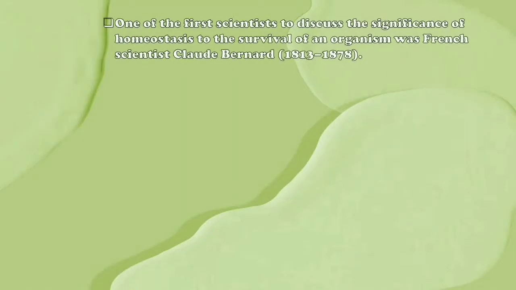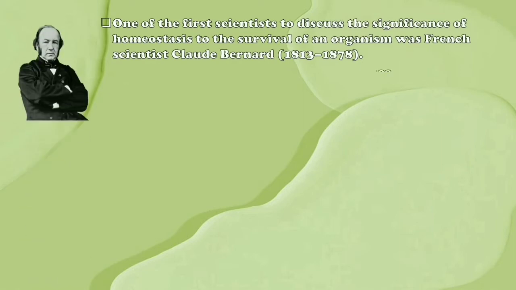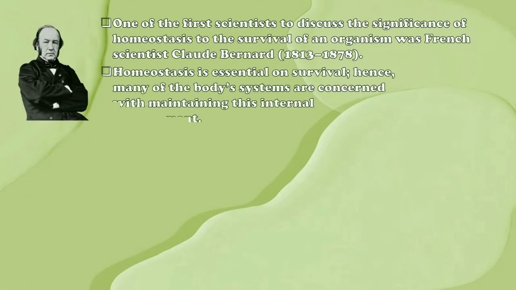maintaining life. But before anything else, do you know who first talked about homeostasis? One of the first scientists to discuss the significance of homeostasis to the survival of an organism was the French scientist Claude Bernard, 1813 to 1878. Homeostasis is essential for survival, hence many of the body's systems are concerned with maintaining this internal environment.